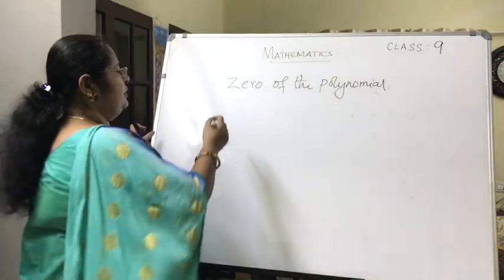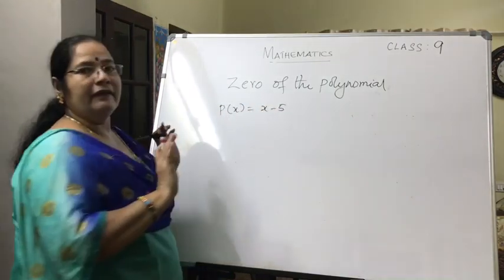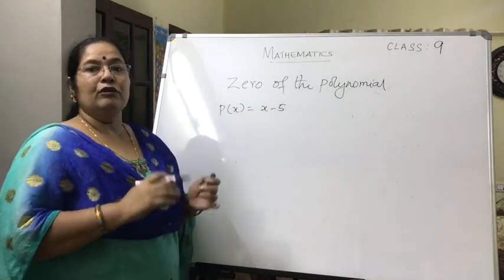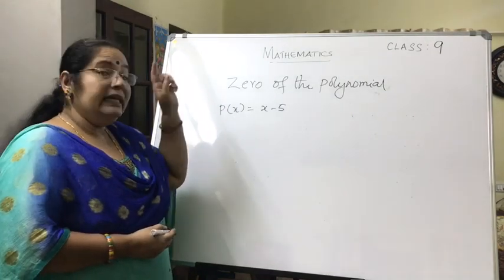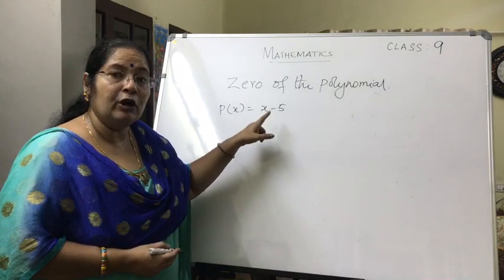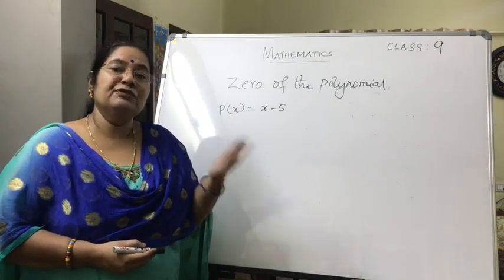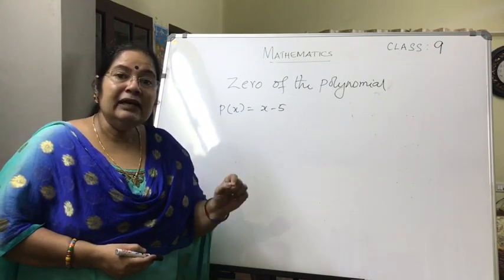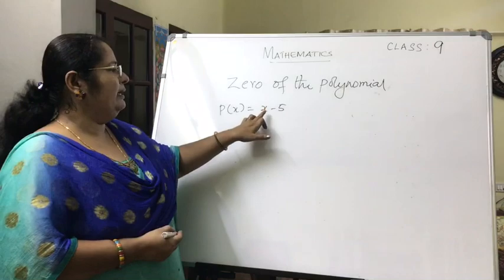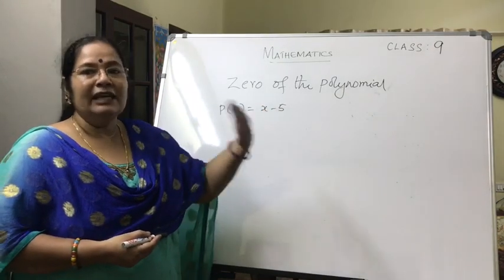So, supposing you are having a polynomial, say p of x equals x minus 5. Now, how to find the 0 of this polynomial? What you do here is, you will equate the given polynomial to 0. What is the meaning of equating to 0? Equating to 0 means making it equal to 0. That is, you will make this polynomial equal to 0, or you just rewrite it equal to 0.